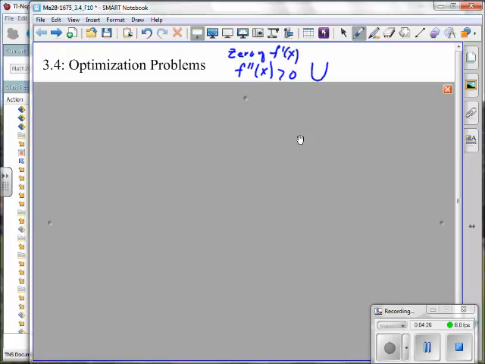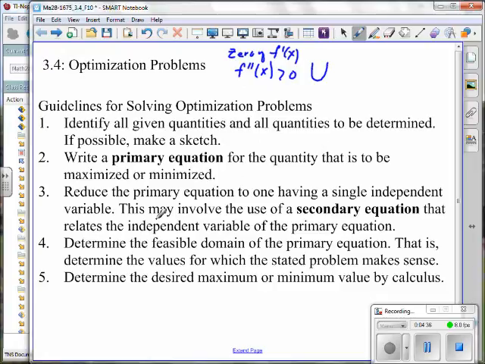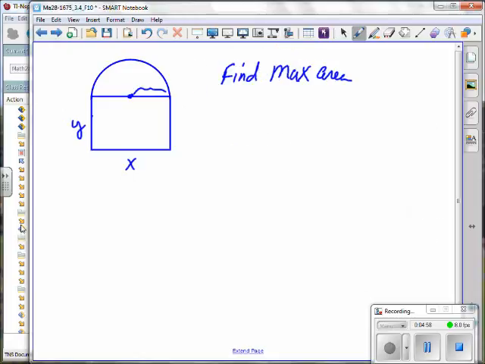Now, is that really new information to us? We've been talking about that, haven't we, for this whole chapter? Finding where the graph has a minimum, where it has a maximum. So let's just go down, and please don't write this down. If you want to know this, it's in the book. Guidelines. Identify all given quantities. All quantities we determine, if possible, make a sketch. We have a sketch. We know what a Norman window is. Write a primary equation for the quantity that is to be maximized or minimized. On this one, what is my primary equation?